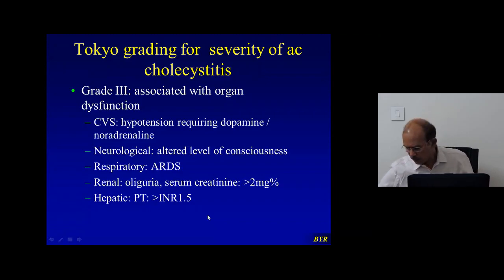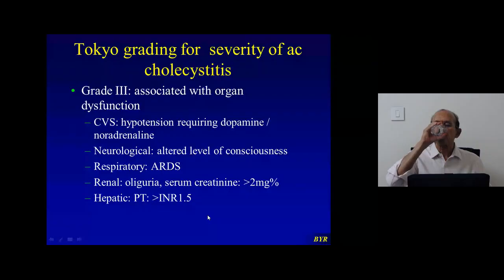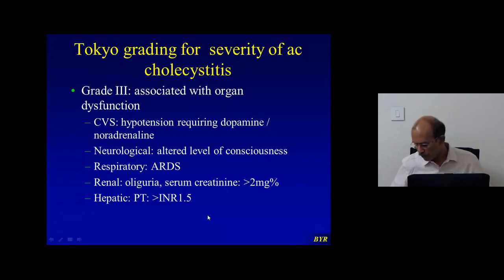These things you must remember. They are very important. Yes, 0.8 to 1.2 milligrams. That is the normal. If it's more than 2 milligrams, it indicates renal failure. Of course, if it's more than 1.2 or 1.3, you must suspect.